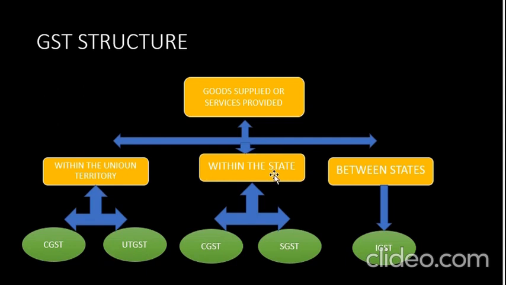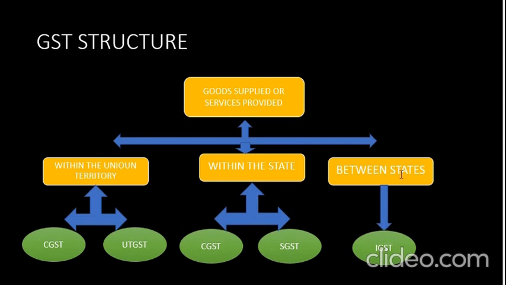Next is within the state, that is intrastate delivery of goods and services, where the collection under the GST Act is CGST and SGST. Central GST is levied and collected by the central government, and state GST is levied and collected by the state, where 28 states are adopting GST. So when any goods or services are sold within the state, both CGST and SGST are applicable to be charged on the cost.